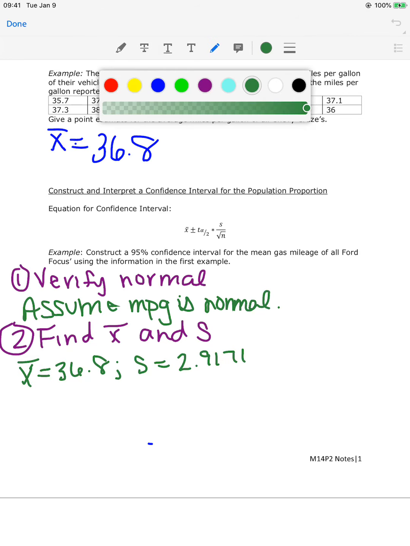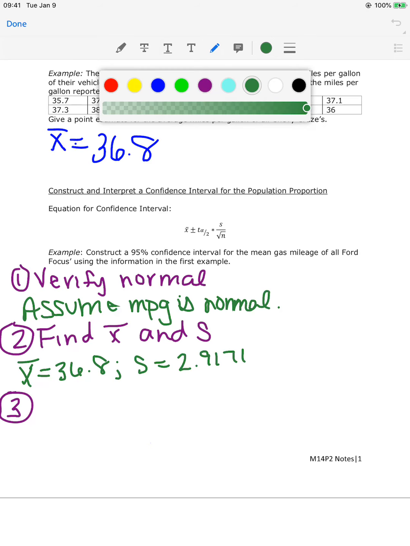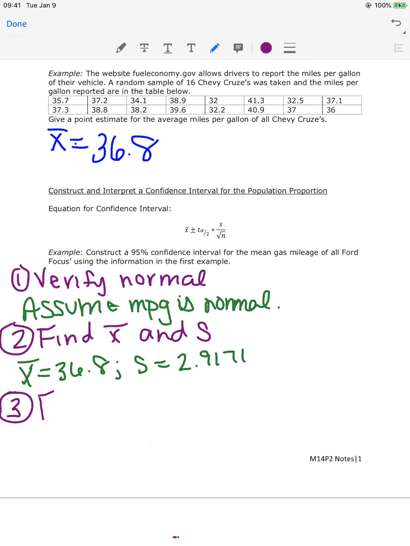Okay. Now, step 3, we're going to find t alpha over 2. So we're going to find the t score. And for that, we're actually not going to use our calculators because if you have a TI-83, unfortunately your calculator is not able to do this. So instead, we have a table that I have uploaded, and I'm going to jump to that table right now.